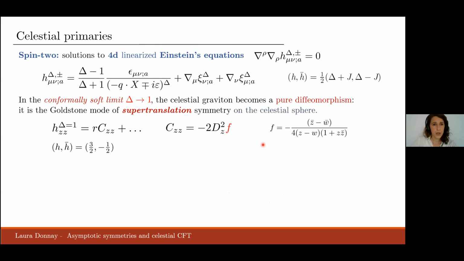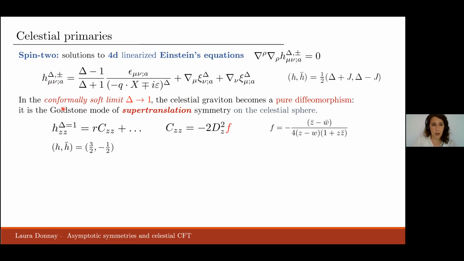For a spin 2 case, a similar story happens, but actually it's more puzzling here. Because now in the conformally soft limit, delta equals 1, because J is 2 and delta equals 1, you will land on an object that has a weight h, h bar, which is equal to 3/2 and -1/2.